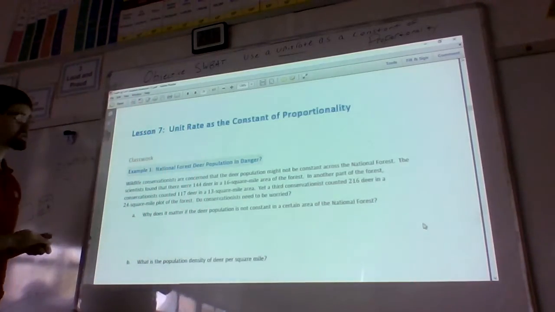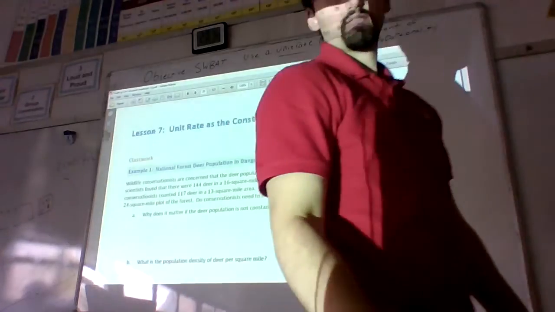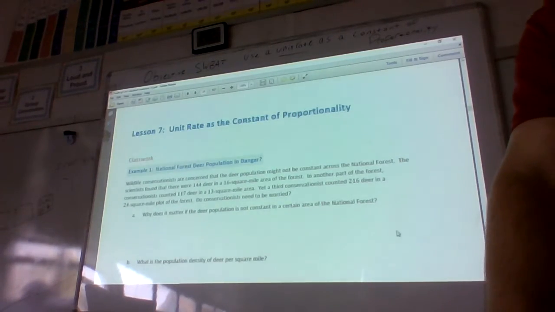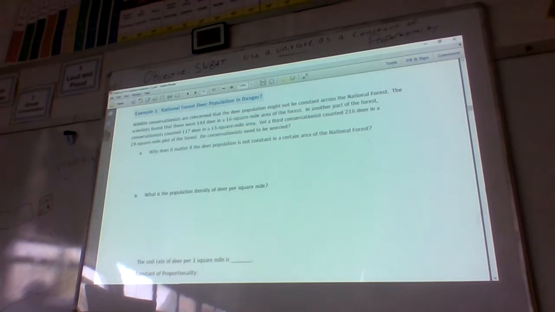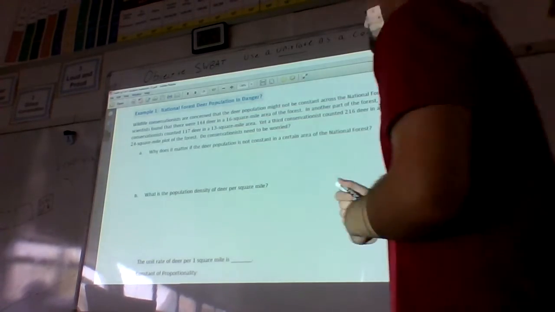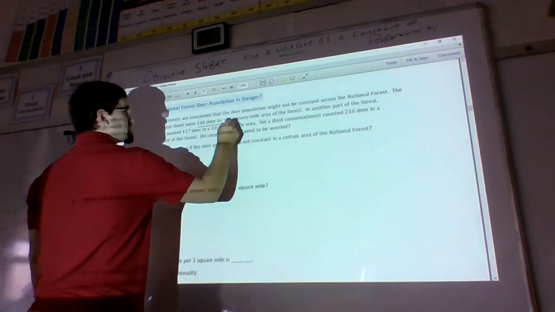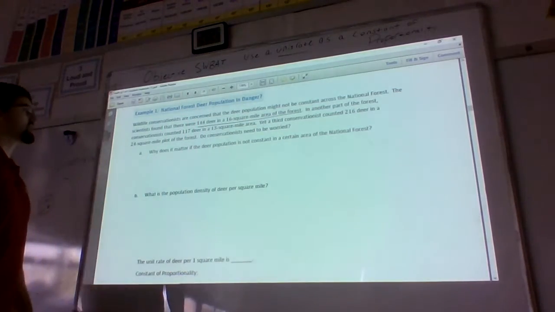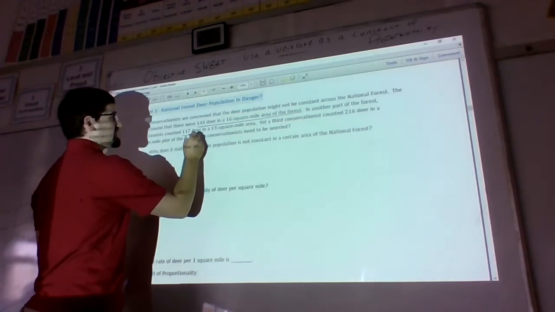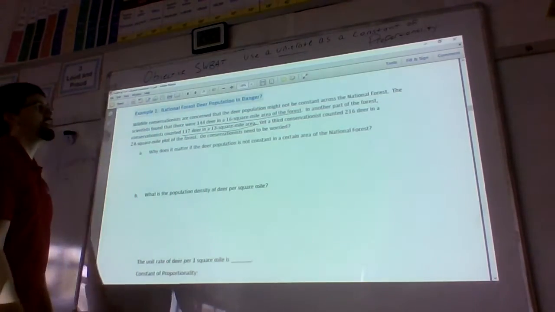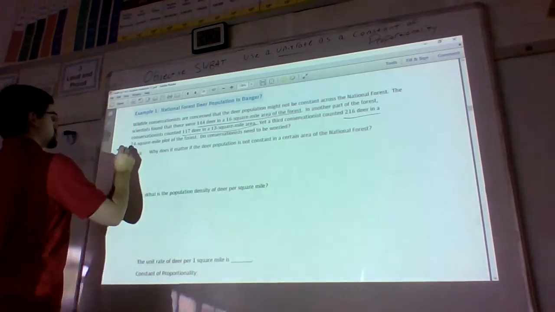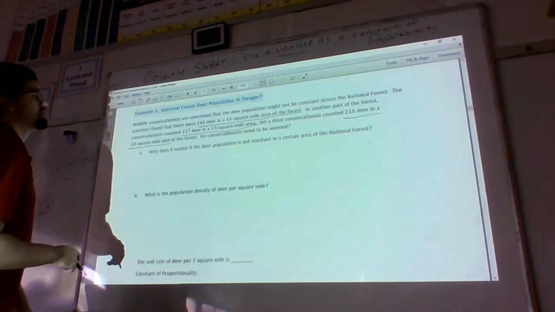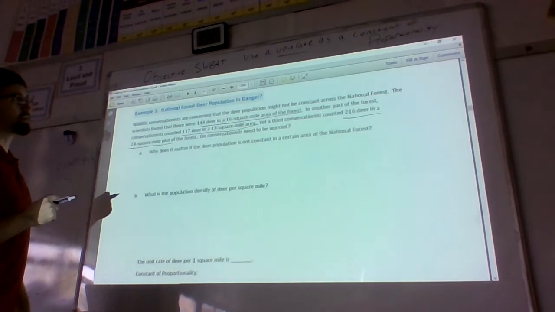Let's look at that first example. Wildlife conservationists are concerned that the deer population might not be constant across the national forest. The scientists found that there were 144 deer in a 16 square mile area of the forest. In another part of the forest, conservationists counted 117 deer in a 13 square mile area. Yet a third conservationist counted 16 deer in a 24 square mile plot of the forest. Do conservationists need to be worried?